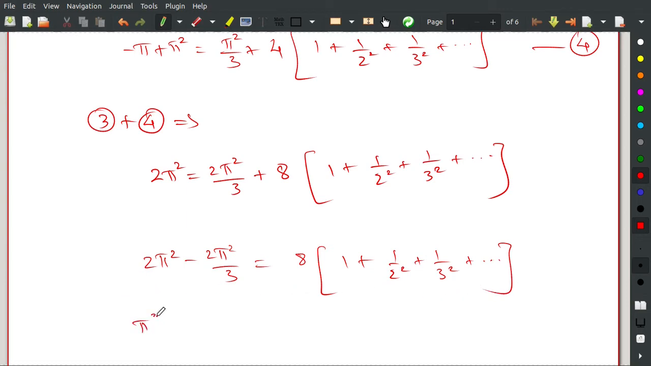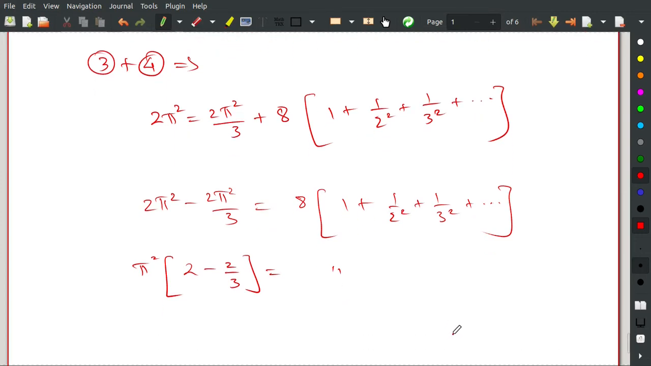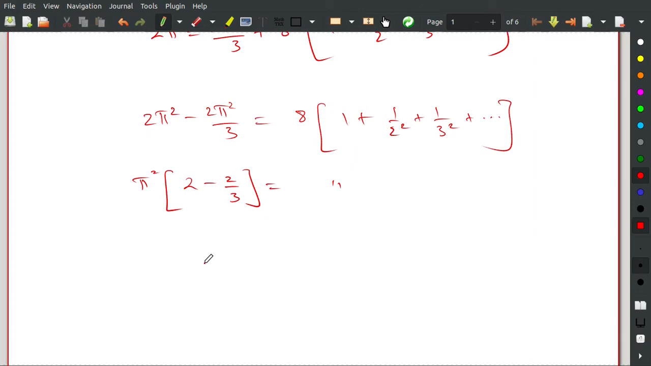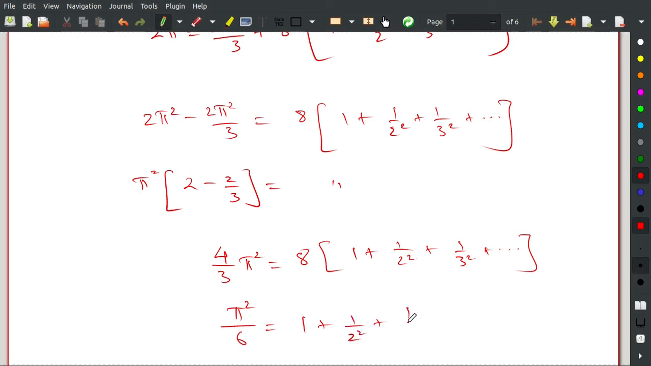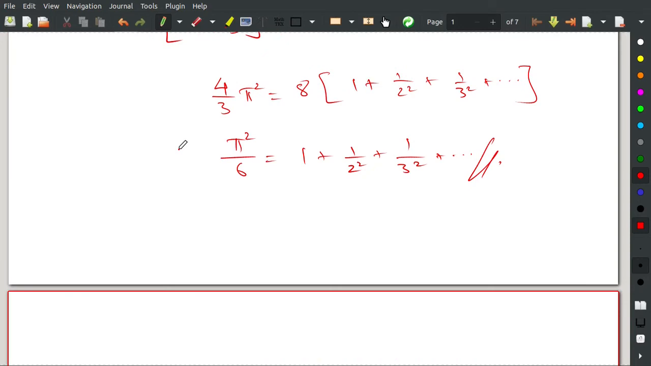Therefore we can take pi square outside, and we have 2 minus 2 by 3 equals this one. Upon simplification, it is 6 minus 2, therefore 4 by 3 pi square equals 8 times 1 plus 1 by 2 square plus 1 by 3 square plus etc. If we divide by 8 on both sides, we have pi square by 6 equals 1 plus 1 by 2 square plus 1 by 3 square plus etc. So this is what they asked to prove. Okay, so let's move on to the next example.